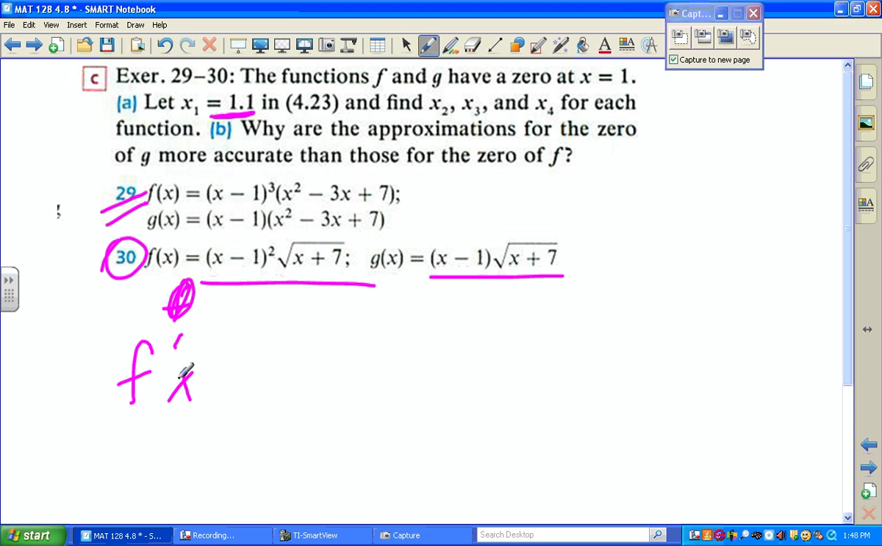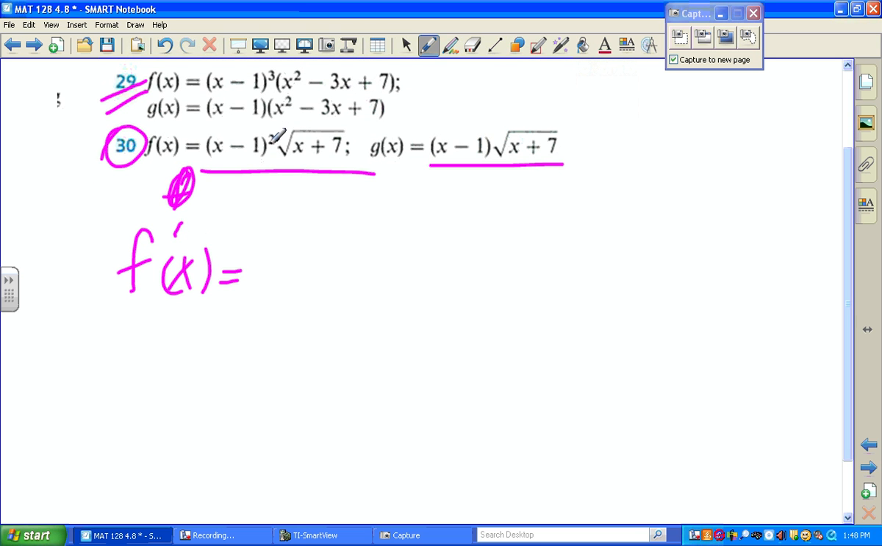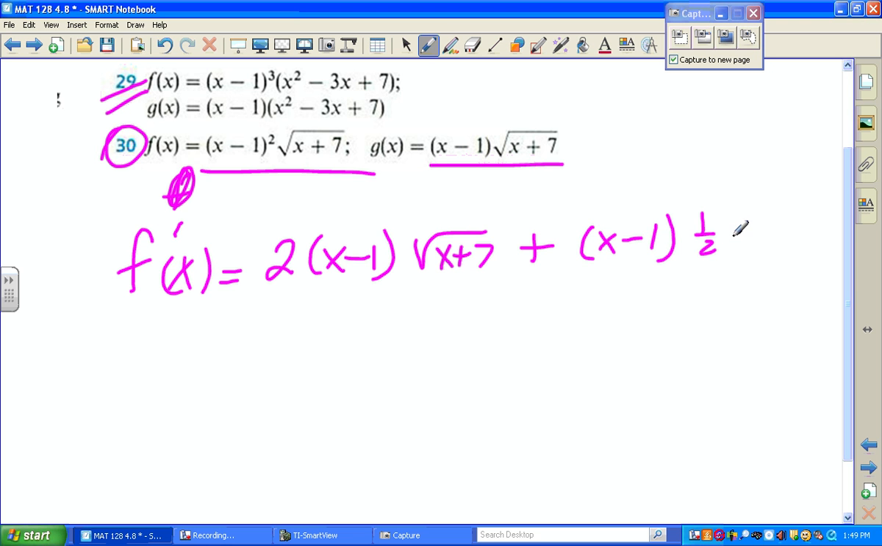Do you remember what the derivative is of the product? Ben, how do you take the derivative? Right, so it'd be 2 times x minus 1, square root of x plus 7, good. x minus 1, 1/2 x plus 7 to negative 1/2. Good. Yeah. x minus 1 squared right here. Perfect. All right, so that's the derivative.